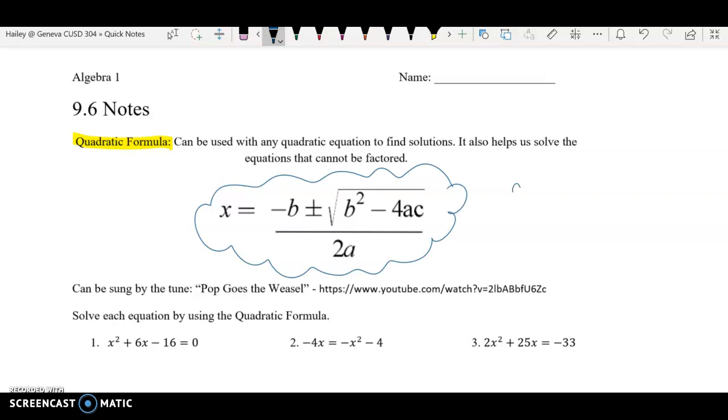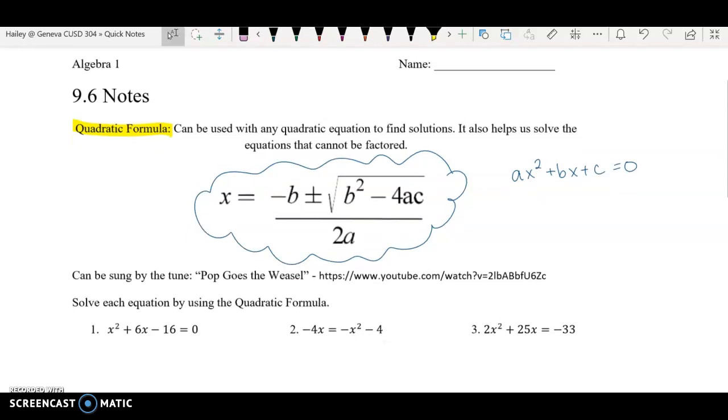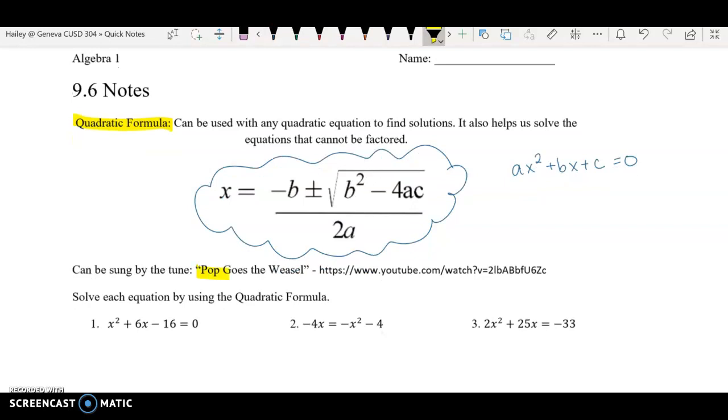Now again, remember, we are in the form of ax squared plus bx plus c equals 0, right? You have to have it equal 0 in order to plug them in. This actually can be sung to Pop Goes the Weasel. That's how a lot of people memorize this equation. I don't feel like you have to have this completely memorized, but in the future you will have to.